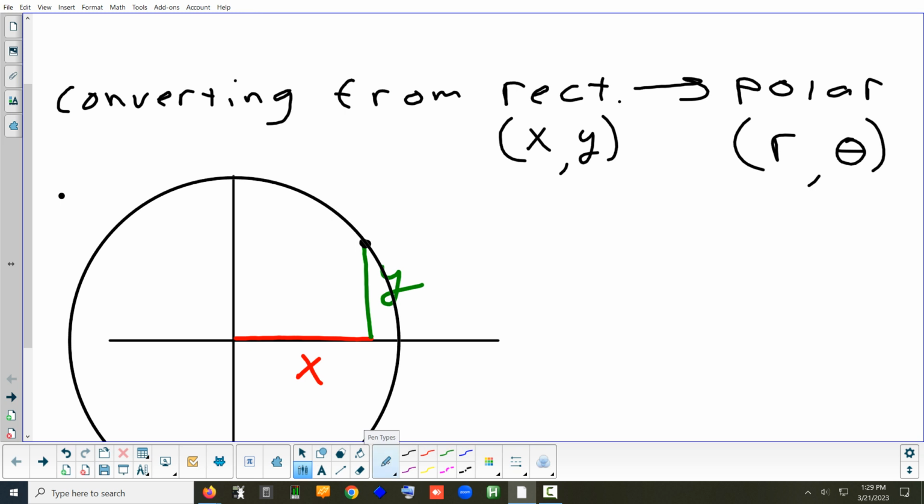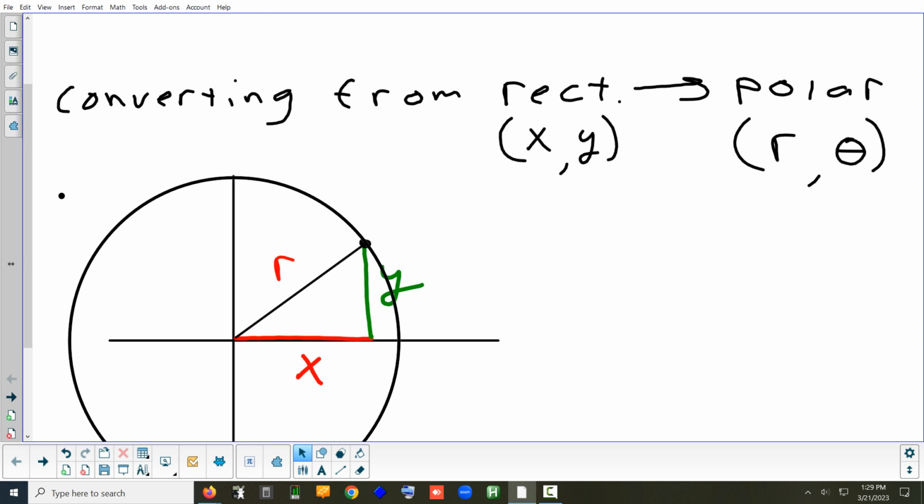The radius is going to be from that point to where? How would I draw my radius there? Yeah, right from that point to the middle, to the origin. So that's your radius. So we have to find that side somehow. So we'll talk about how to find that.